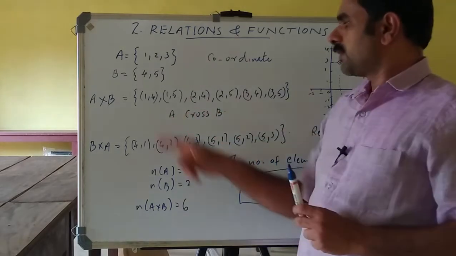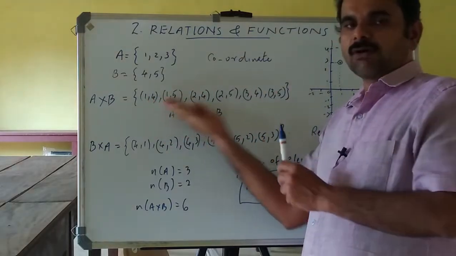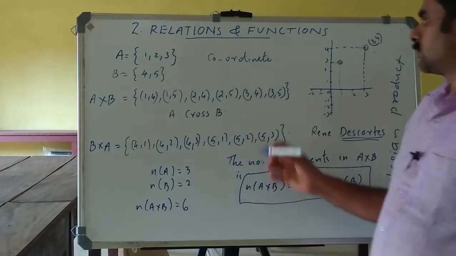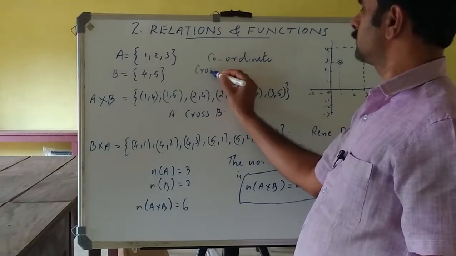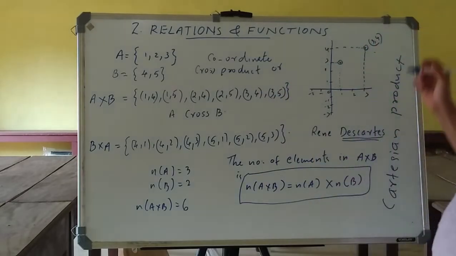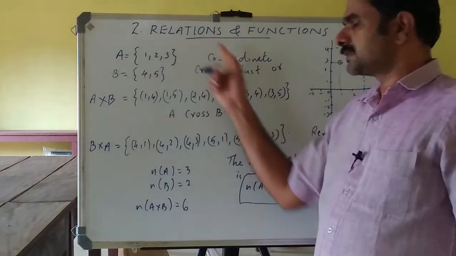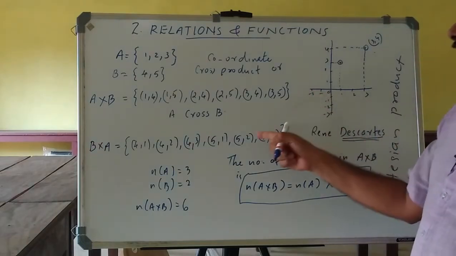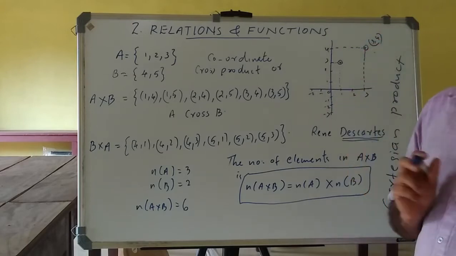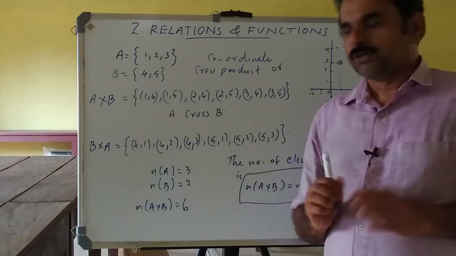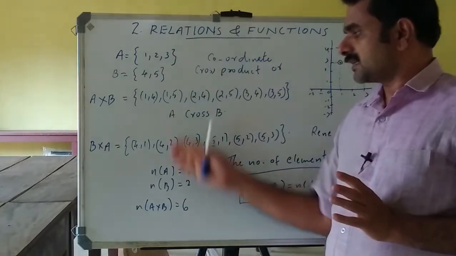So this A cross B, (1, 4), (1, 5), (2, 4), (2, 5), this can also be named as what? Cartesian product, cross product. So what do you mean by Cartesian product? A cross B. This system was introduced by René Descartes and his name is used here to identify a particular point on a graph paper. Anyway, in this chapter we are dealing with the term A cross B. So you just note the representation of A cross B.